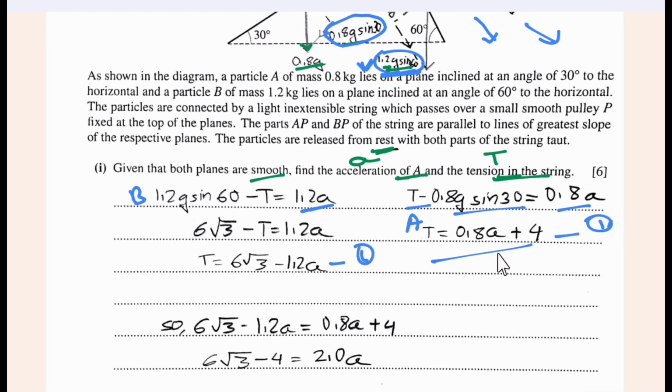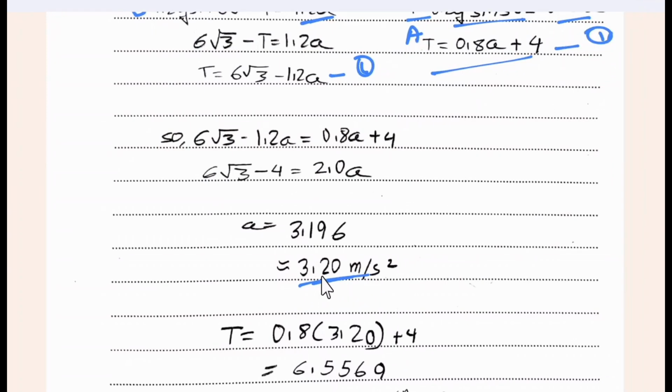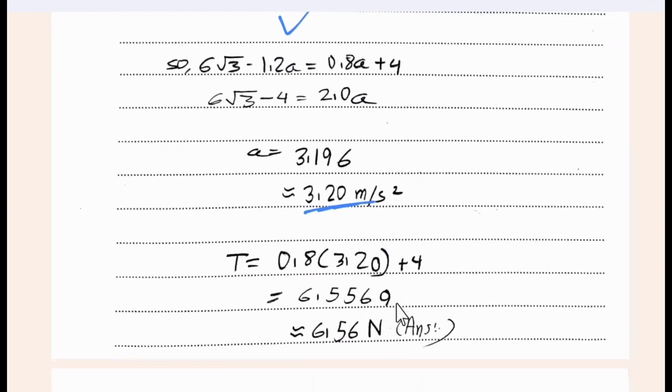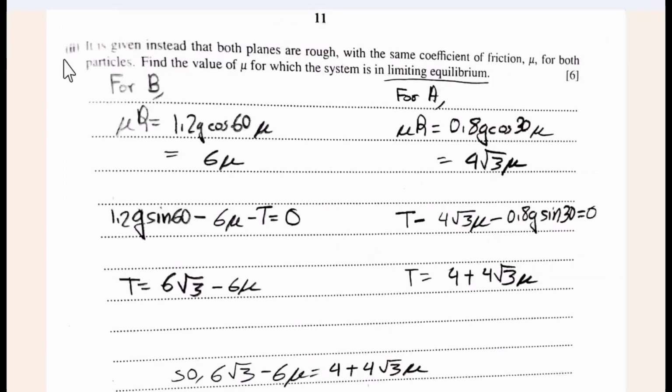So we equate the two values of tension to find the acceleration as 3.20 meters per second squared. Then we substitute the value of acceleration in either of these equations to find the tension as 6.56 Newton. Part 2. It is given that instead both the planes are rough.